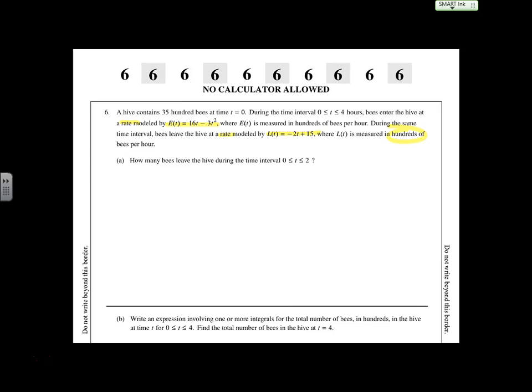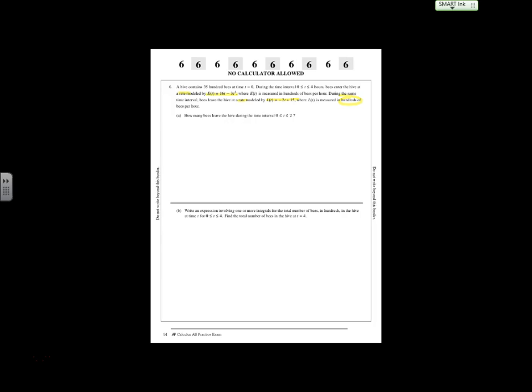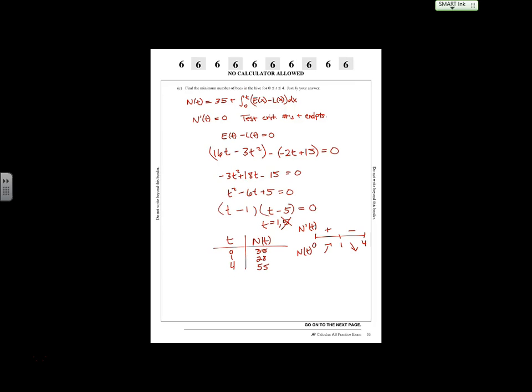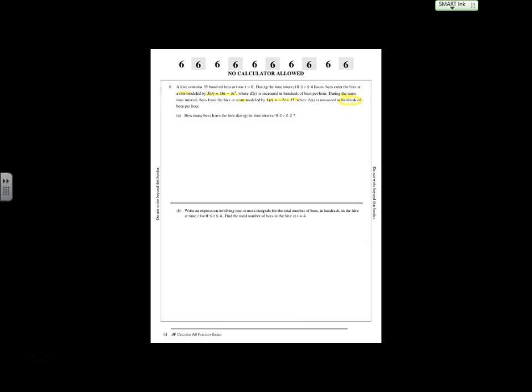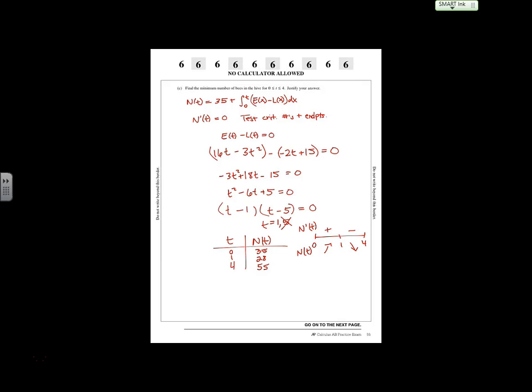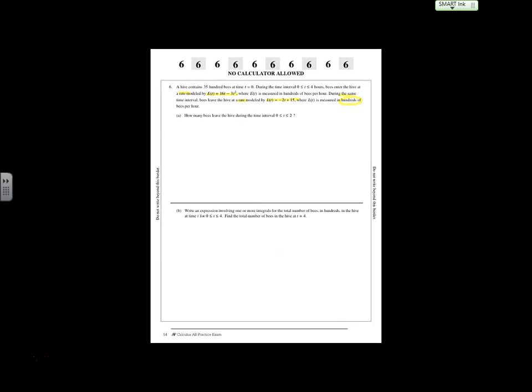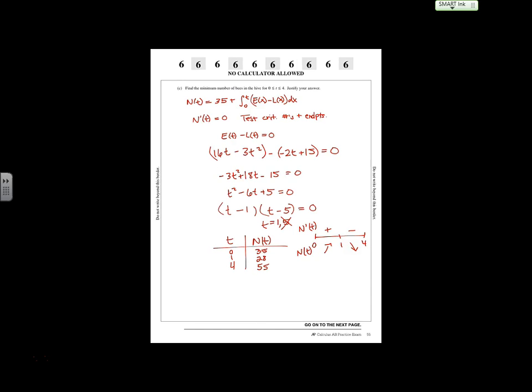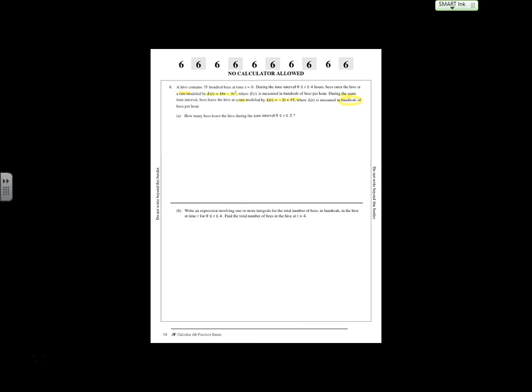The solution to that? We want to separate it. There you go. Go back to the formulas. Yeah, that's what I'm gonna do. 16t minus 3t squared. That was entry. What is the next one? Negative 2t plus 1. Put it down.